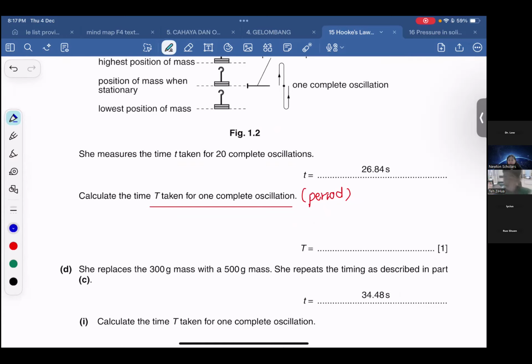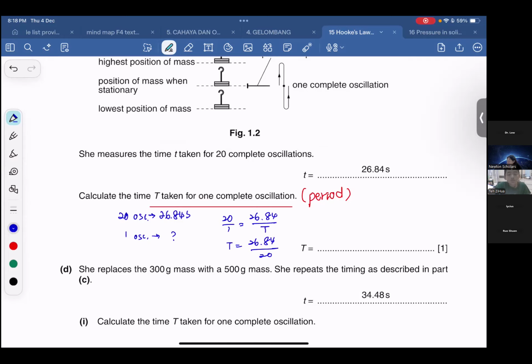Correct, Zihua. Correct, Angeline. So, you see, 20 complete oscillations is 26.84 seconds. Okay. So, one complete oscillation is how many? Actually, you're using mathematics to solve it. 20 over 1 equals 26.84 divided by t. So, your t is actually 26.84 divided by 20. Okay. So, let me have a look. Emily, correct. Make it 3 significant figures.